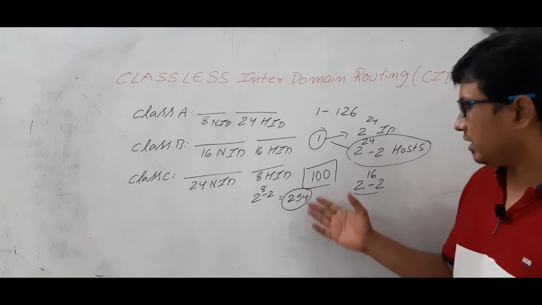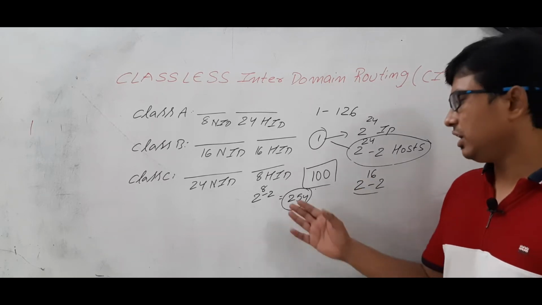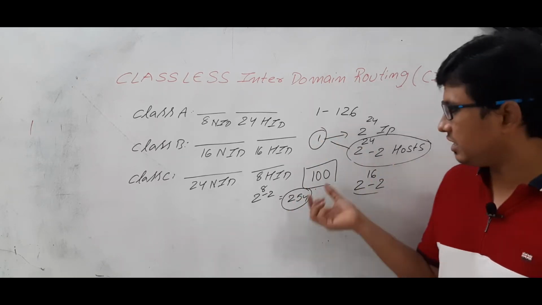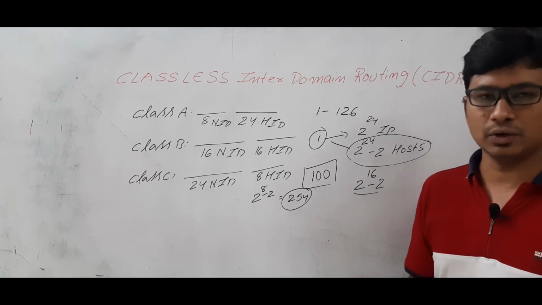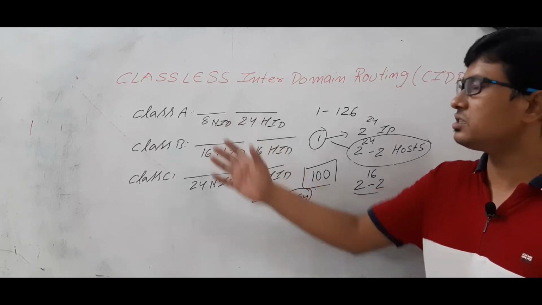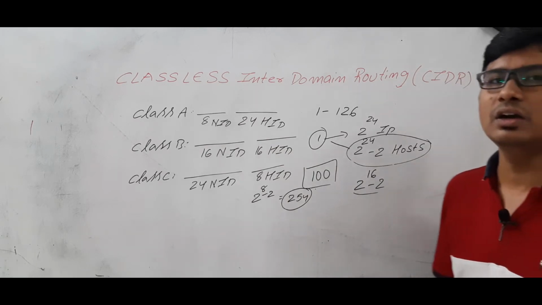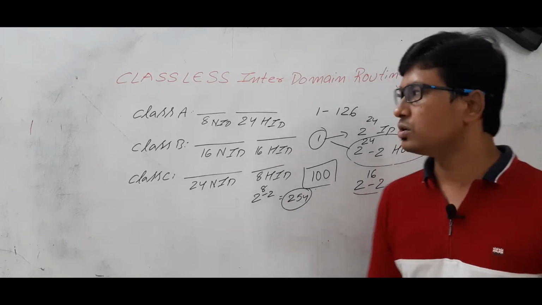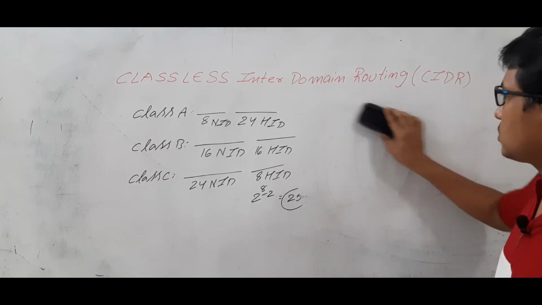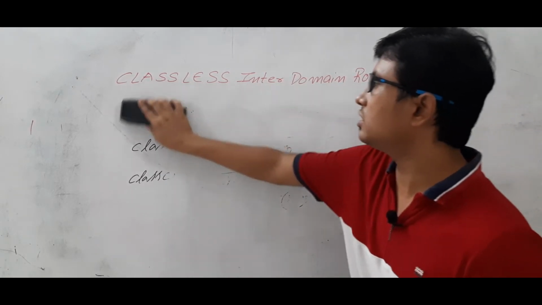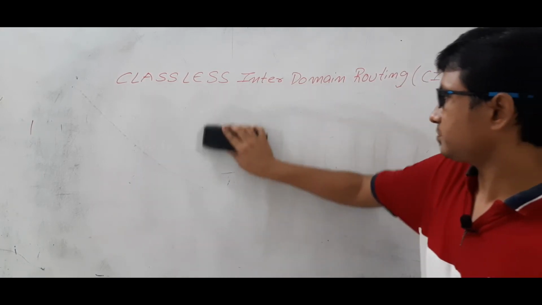Am I right? One is that he cannot afford the cost. If he takes it, he is very rich, he has purchased it. However, 154 hosts are underutilized. Is it clear? So this is the problem if we go for classful IP addressing. That's why people have gone for classless. How it will work, all these things we will discuss.